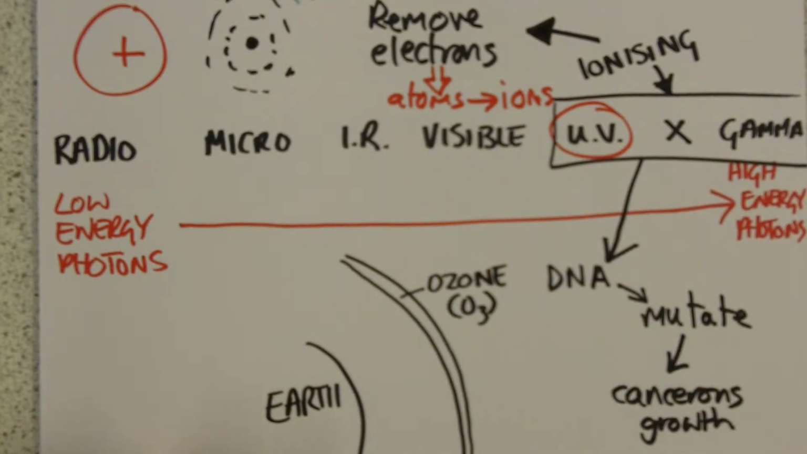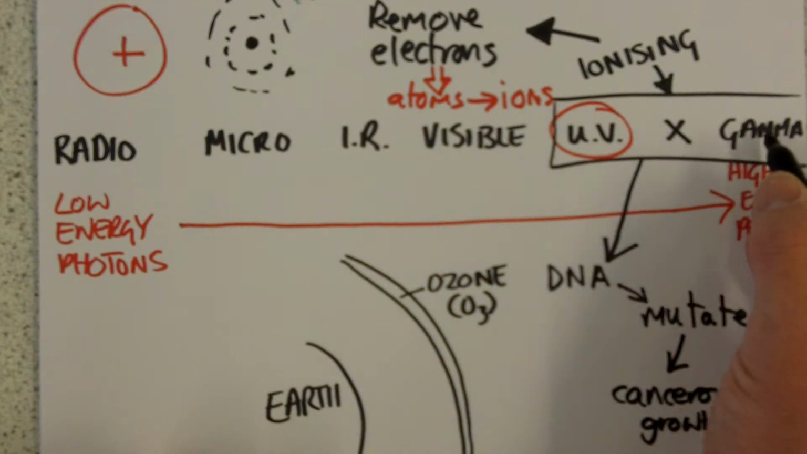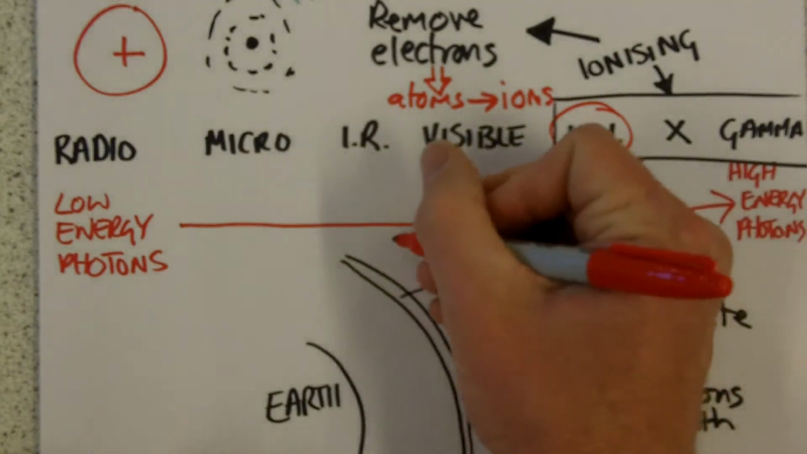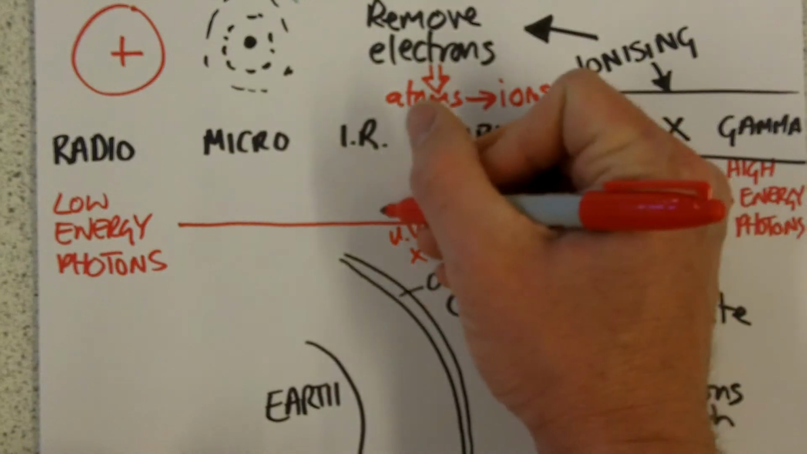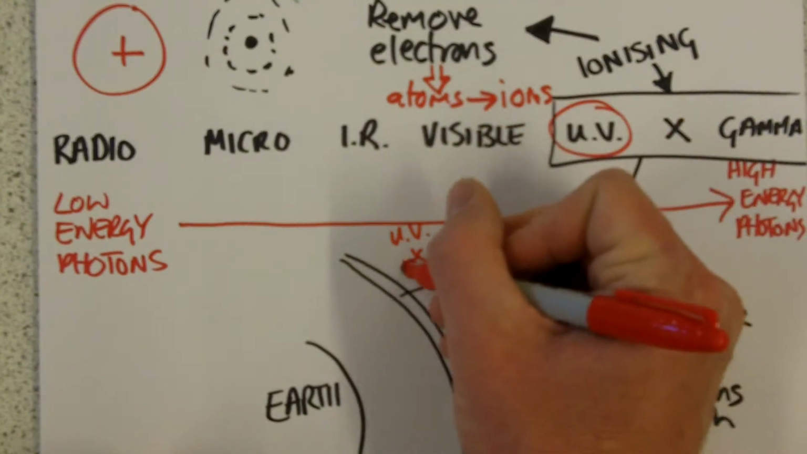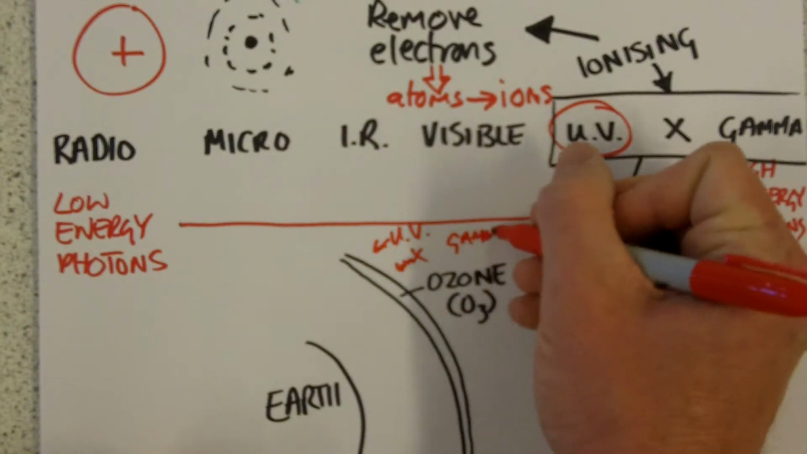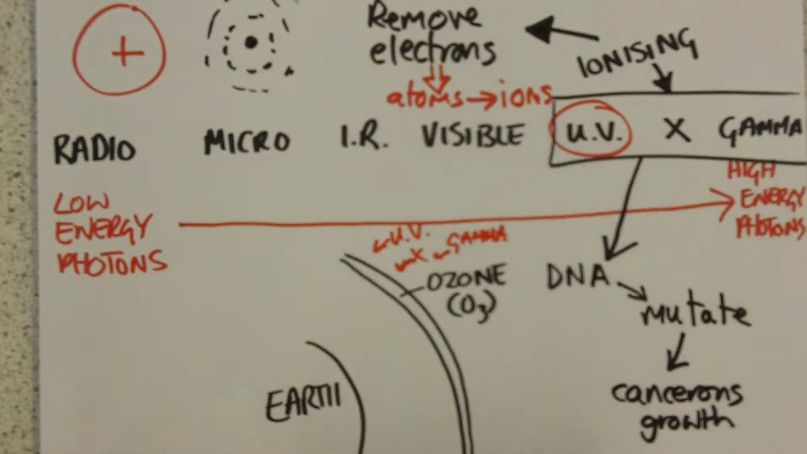The ozone layer is the layer which stops most of the UV, X-rays and gamma rays from actually reaching the surface of the Earth. So we have UV, we have X-rays, and we have gamma, all incident upon the ozone layer. And these ionizing radiations are prevented from reaching us by the ozone layer.